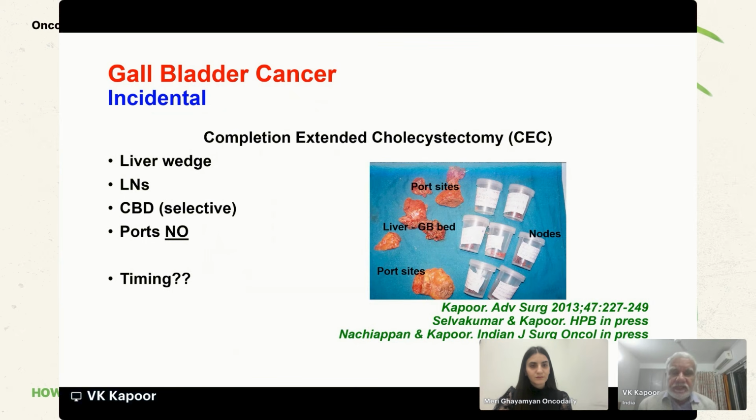Time doesn't allow me to go into these details, but one philosophy is that we do it as early as possible once the patient has recovered medically, financially, and emotionally from the previous surgery. The other option is to give some adjuvant treatment, 2 or 3 cycles, reevaluate, and then do the reoperation.